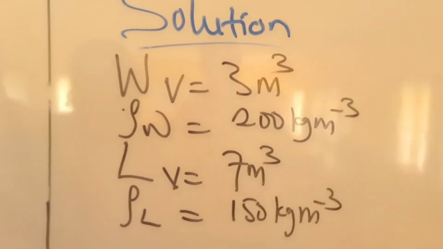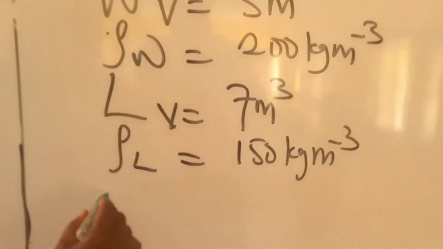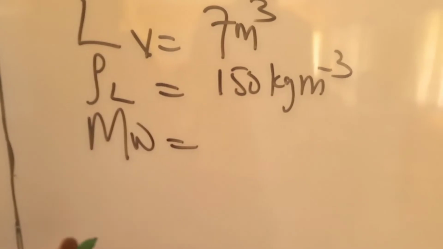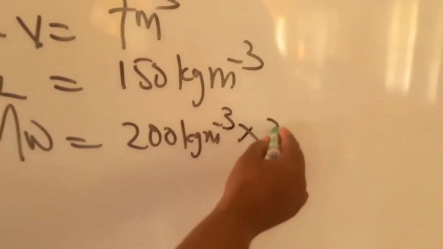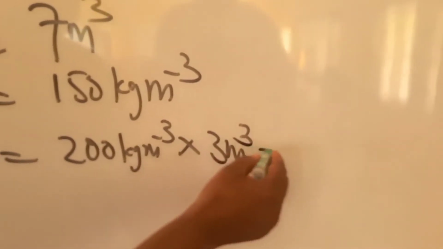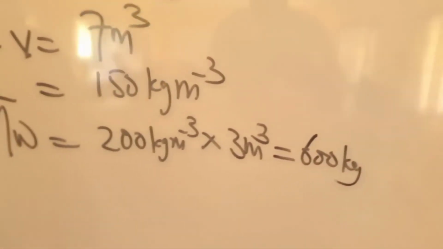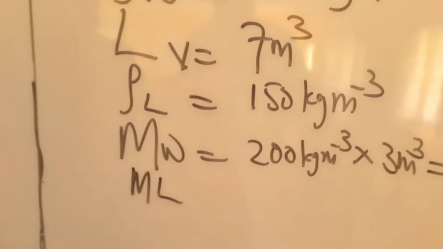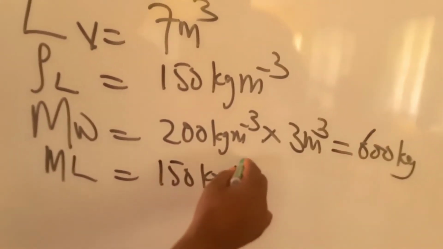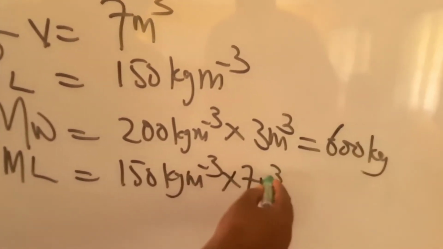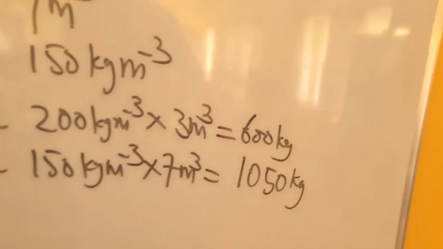Now, the next thing, we find their masses, the mass of liquid W and the mass of liquid L. The mass for the liquid W is 200 kilogram per cubic meter times the volume, which is 3 m³. And this gives us 600 kilogram. That's the mass of the liquid W. And for the mass of the liquid L, we have 150 kilogram per cubic meter times 7 m³, which will give us 1050 kilogram.